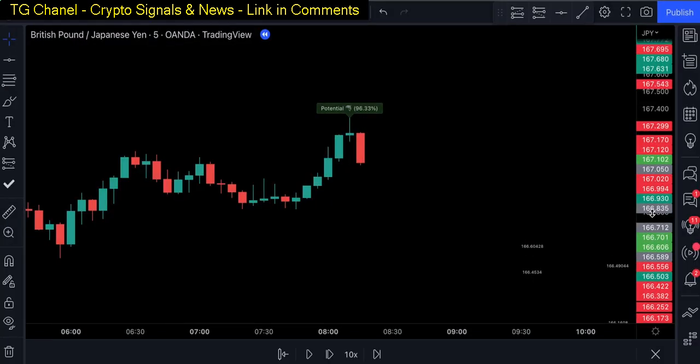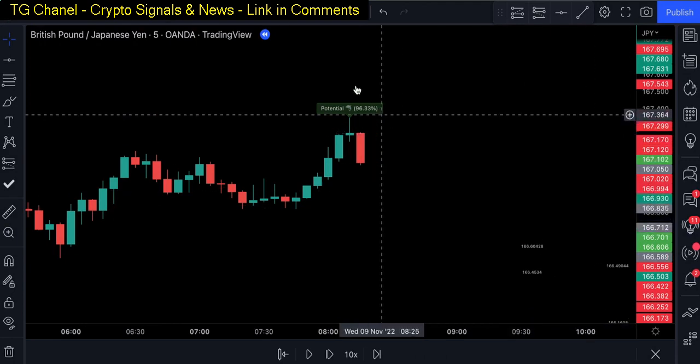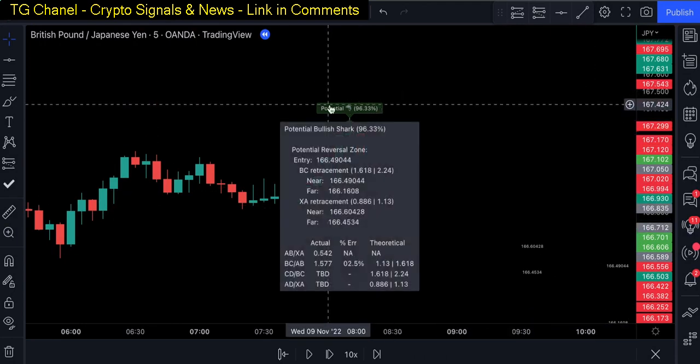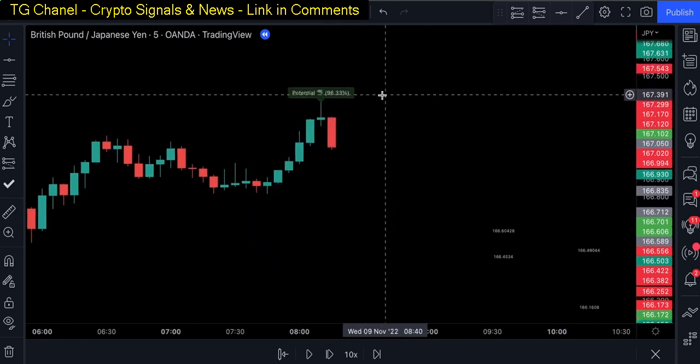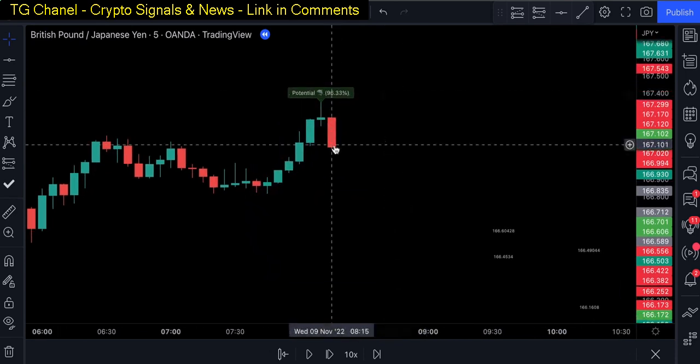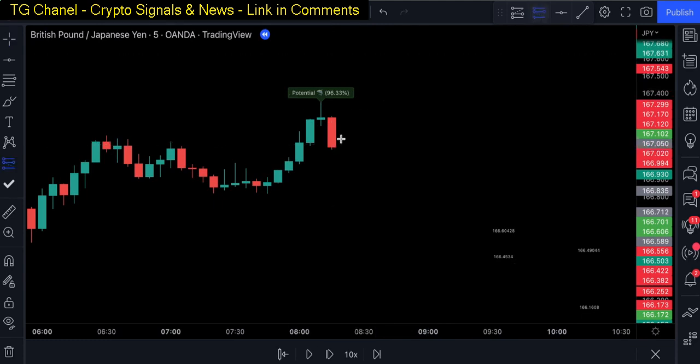Okay, here's another example for a short entry. We see the indicator identified a shark pattern. The accuracy is 96%, which is really high. The very next candlestick is bearish and it's engulfing. This means that all the conditions are met and we can place a sell stop order.